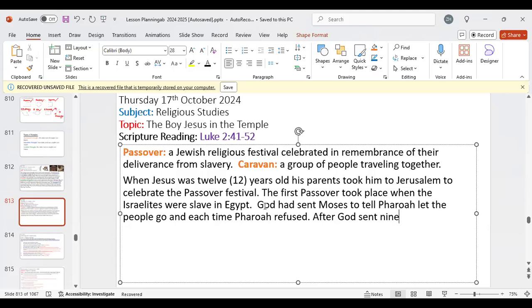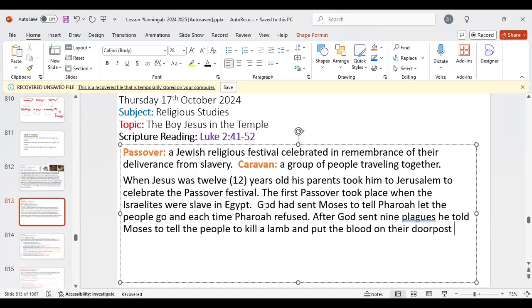After God sent 9 plagues, including locusts, he told Moses to tell the people to kill a lamb and put the blood over their front door, on their doorposts. That night, the 10th plague occurred.